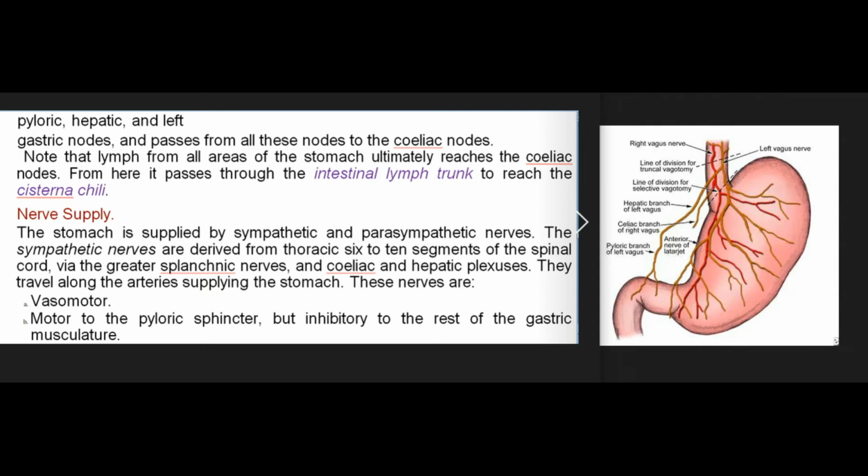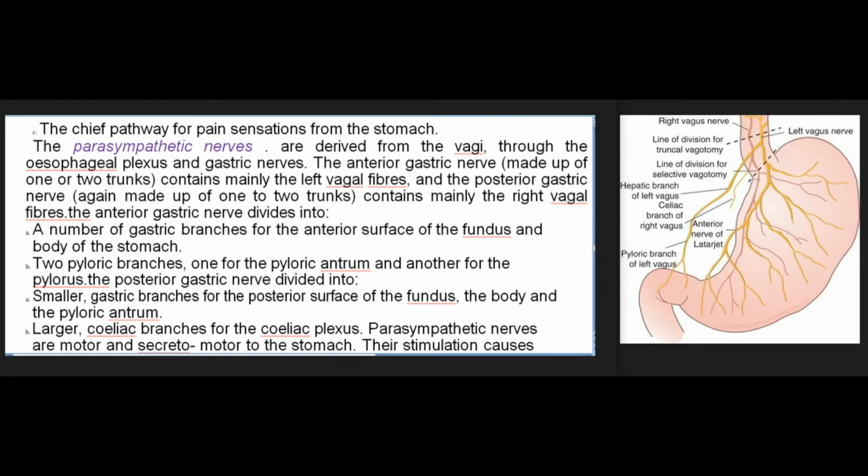These nerves are: A. Vasomotor. B. Motor to the pyloric sphincter, but inhibitory to the rest of the gastric musculature. C. The chief pathway for pain sensations from the stomach. The parasympathetic nerves are derived from the vagi, through the esophageal plexus and gastric nerves.